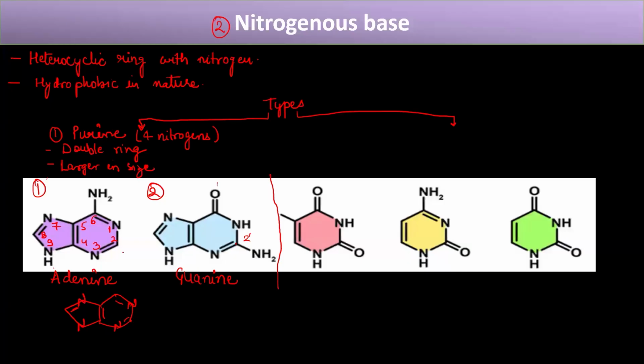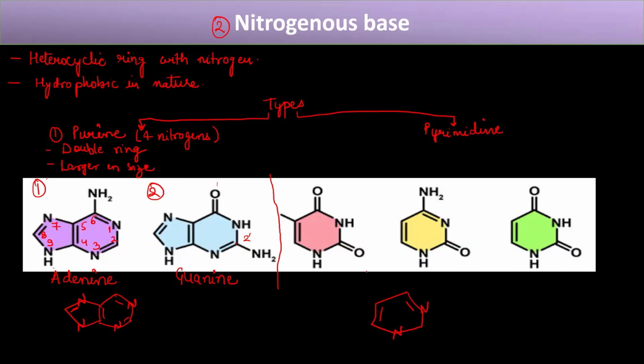Both of these are purine. So purine is of two types, adenine and guanine. Now, the second category is called pyrimidine. If I draw the general structure of pyrimidine, it will be like this. It will have N here and N here, and then double bond, double bond. So this is the general structure of pyrimidine.